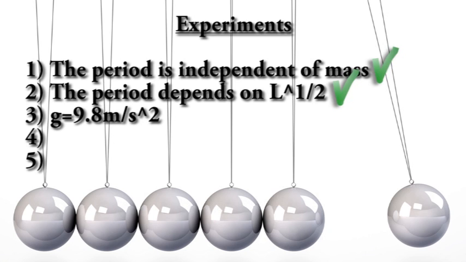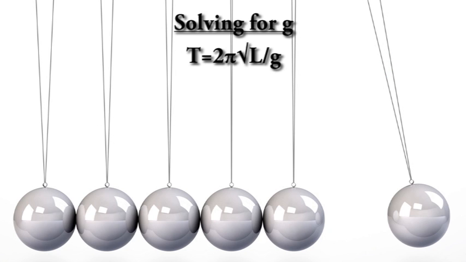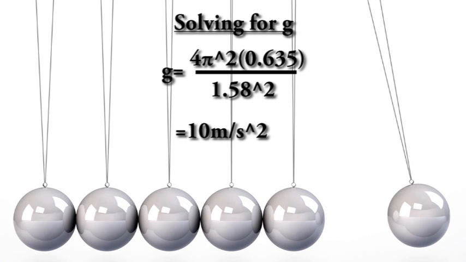Our next task involves proving g equals 9.8 meters per second squared. Using the data from the previous experiments, we can solve for g. Referring back to our simplified equation and solving for g gives us the following. Now plugging in the data we obtained from our experiments gives g equals 10 meters per second squared.